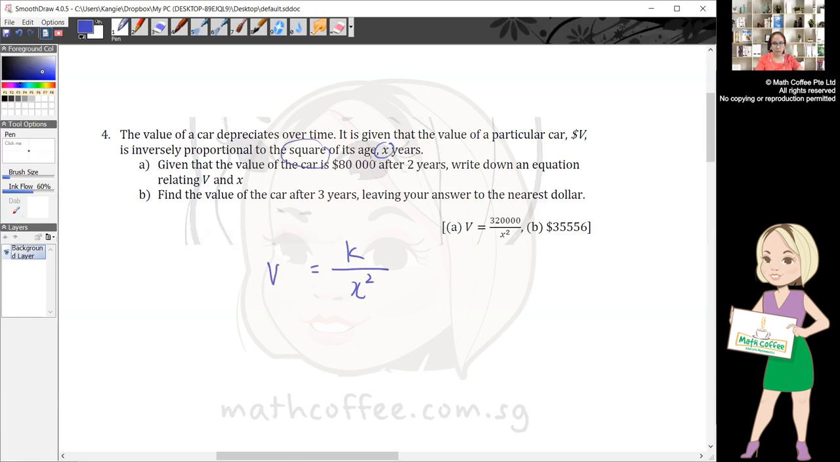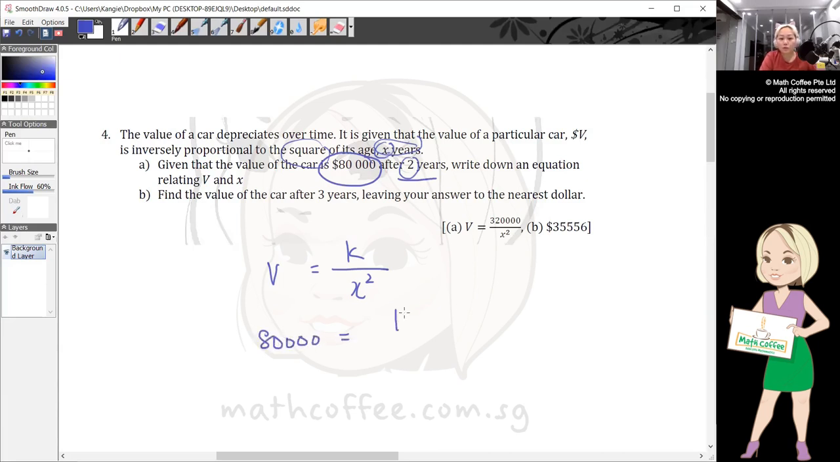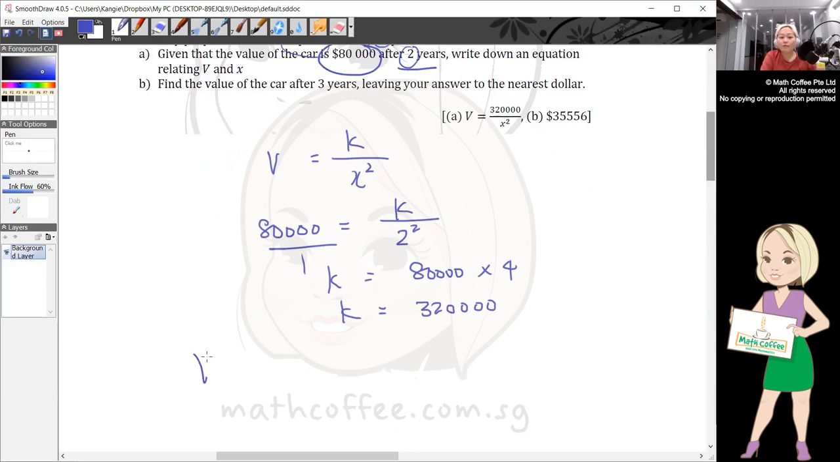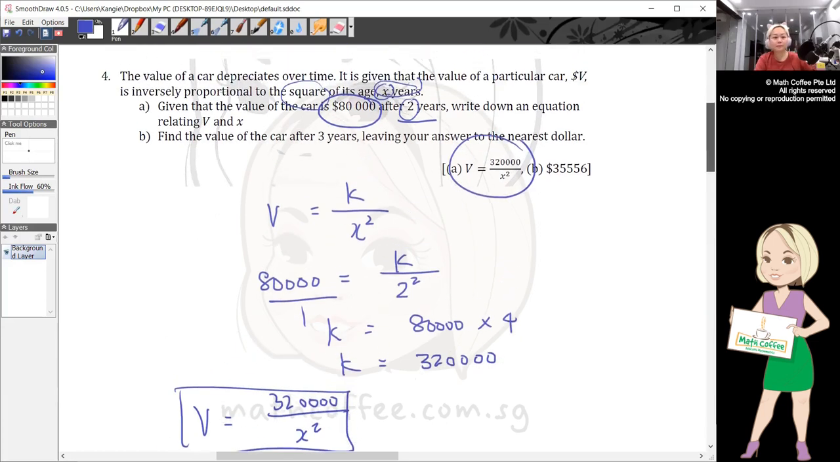Look at part A. They tell me that the car will be 80,000 after 2 years. And they tell me that years is represented by x. So it means x is equal to 2. And then you sub in the value 80,000. So 80,000 equals K over 2 squared. So cross multiply, you have K equals 80,000 multiplied by 4. So K is equal to 320,000. So my full formula will be V equals 320,000 over x squared. So this is the full formula, which is the part A answer.